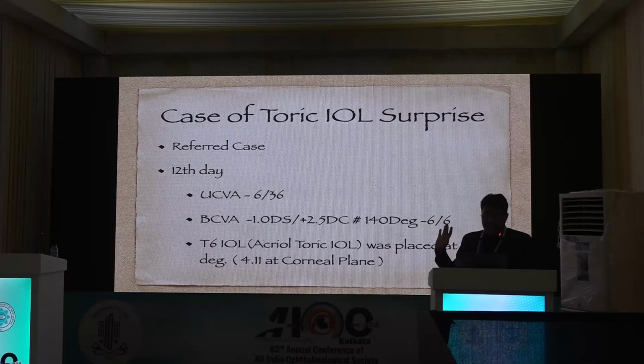This was a referred case, on the 12th day post toric IOL surgery, and the patient had an uncorrected vision of 6/36, and his refraction was -1 sphere and +2.5 cylinder at 140 degrees. With this refraction the patient was reading 6/6, and the surgeon told me that the T6 IOL was placed at 10 degrees. So this is the data I have, and the patient is very dissatisfied because of the very poor vision.